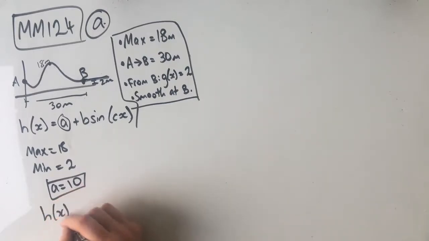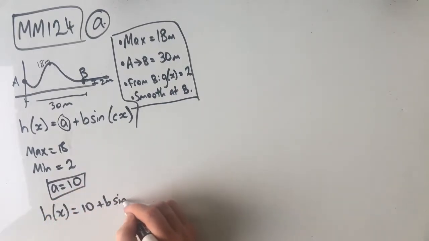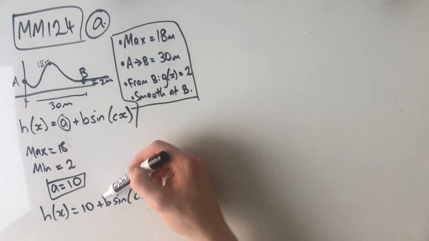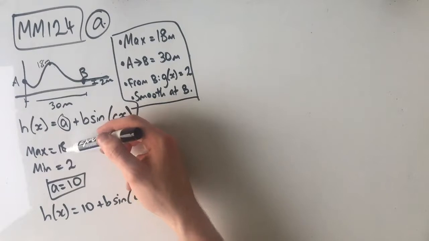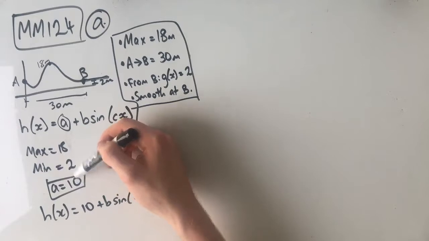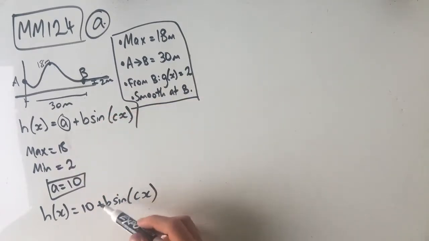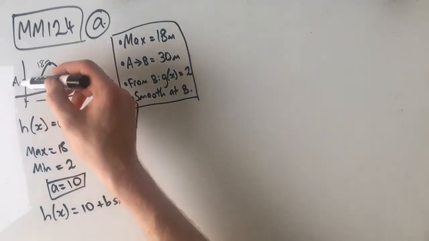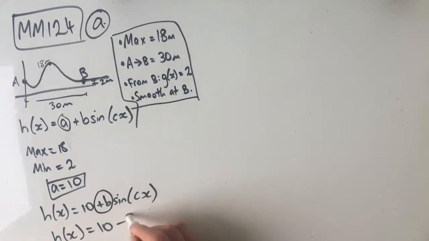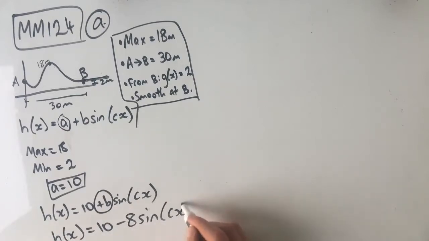So we know that h of x equals 10 plus b sine of cx. Now, to find this value of b, this is our amplitude. So this is the distance between our midpoint and our maximum. The distance between our midpoint and our maximum is 8, because 10 plus 8 is 18, which means that our b value has to equal 8. Except this is a negative sine graph because it starts at A and goes down, which means that this bit here has to equal negative 8. So we know that h of x equals 10 take away 8 sine of cx.